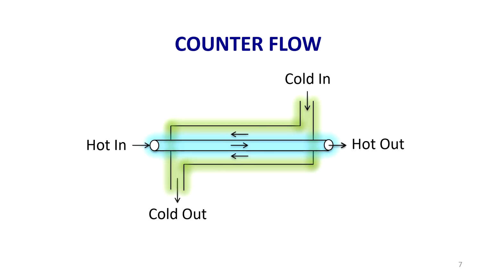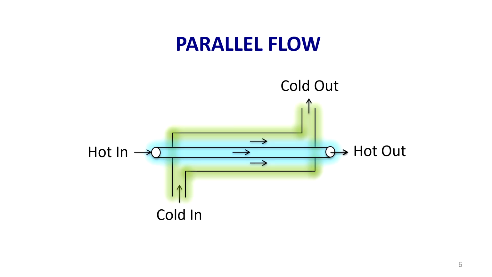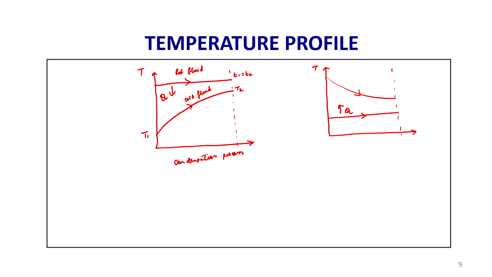So, here if you see, the hot fluid is cooled from T1 to T2. So, if you write this one, this will be T1, this will be T2, and this will be capital T1 is equal to T2. This is the evaporation process, the temperature profile of an evaporation process.